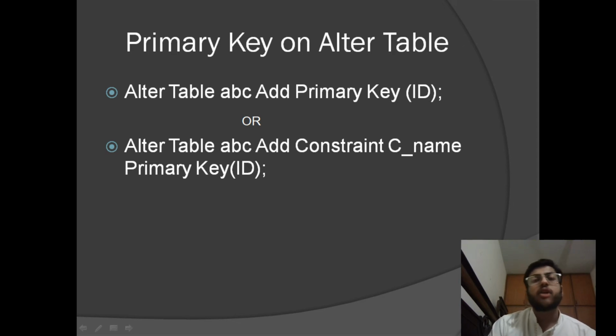The second query is alter table ABC add constraint name, then the constraint that we want to apply, and then on which column we want to apply that constraint. So what we are doing over here is writing the keyword add, then the keyword constraint, then the name of the constraint, then the primary key, and we want to apply that primary key over the column ID, right?